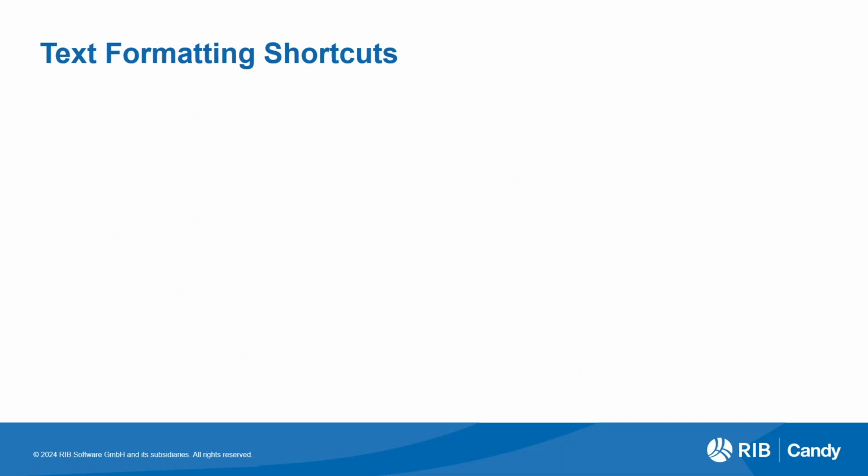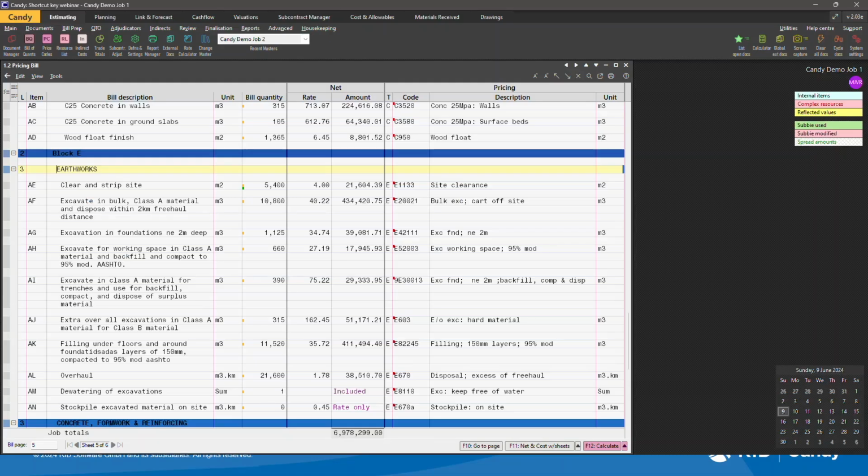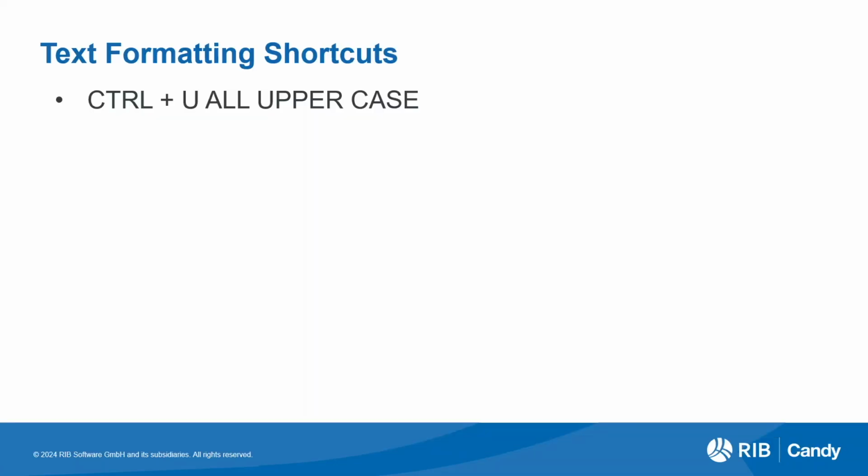Next, we're going to look at text formatting shortcuts. So first one there, we have Control U. That will change the entire item to uppercase. So let's say I just select this description over here and I press Control U. It will change this entire description to uppercase.